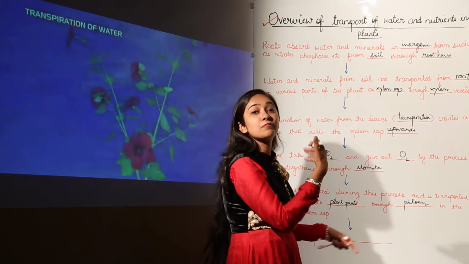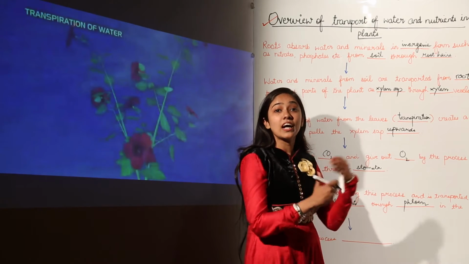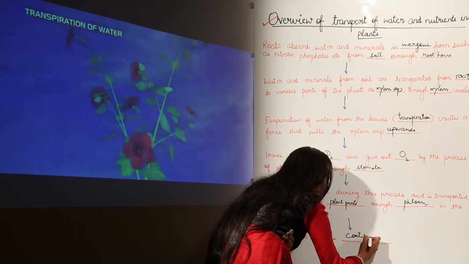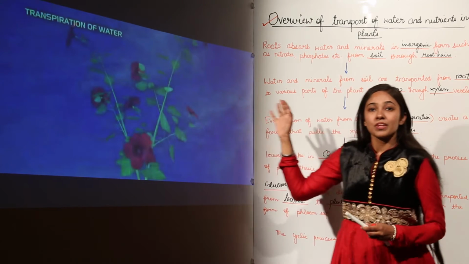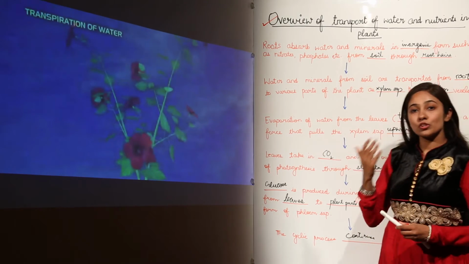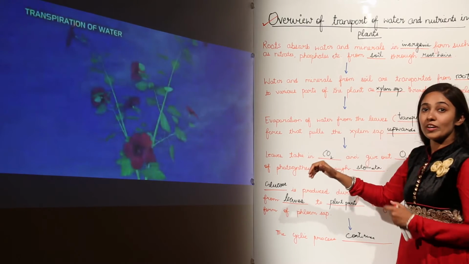Next, the cyclic process. Now what is going to come here? This cyclic process is going to continue. So cyclic process continues. Okay. So we have filled in everything and now we have a fair idea of what is going to happen during transportation of water and minerals in plants. This is the cyclic process which is going to be continued.